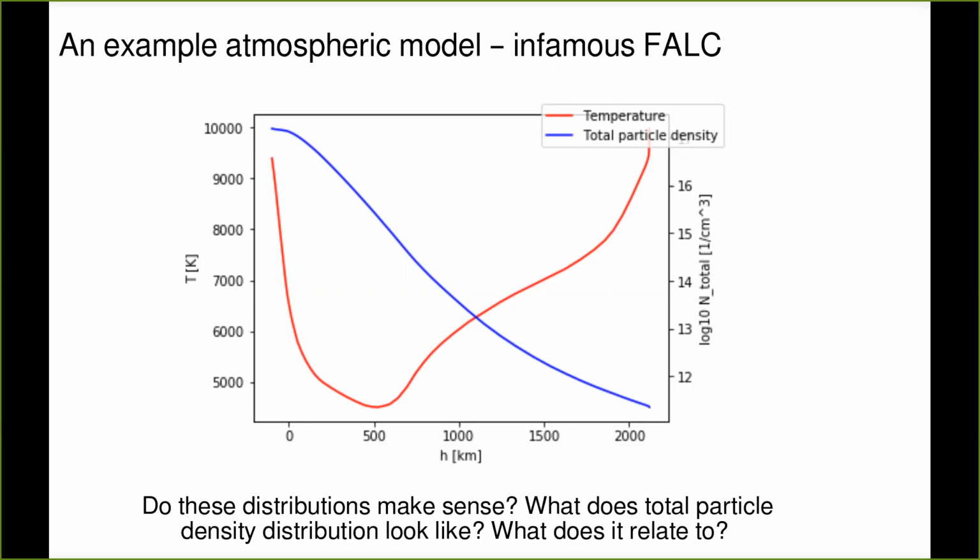So what they ended up with was this distribution of the temperature plotted in red, and what I'm plotting here, in principle the model itself is given in pressure, but what I'm showing you here is the total particle density, okay? Total particle number density, so number density of all the particles, not counting what is hydrogen, what are electrons, what are molecules, and so on. And some other quantities which are not important for us now, on a grid of heights, right?